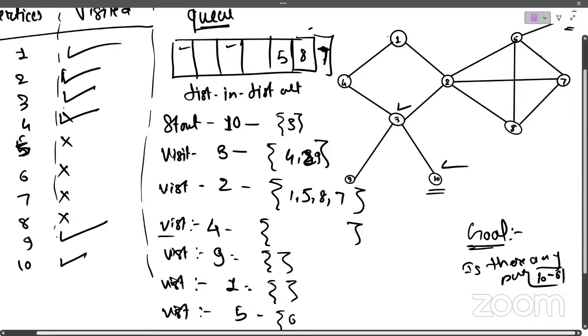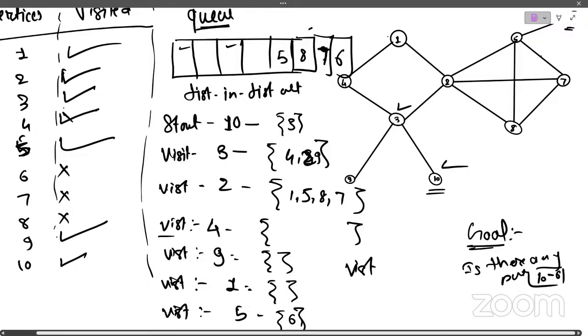But 7 is already listed, so I'm not considering 7, and 8 is already listed, so I'm not considering 8 itself. So I'll just consider 6 and I'll add it to my queue. Okay. So I mark 5 to be true. Then again I will visit and also remove from my queue. Okay, so I'll visit 8.